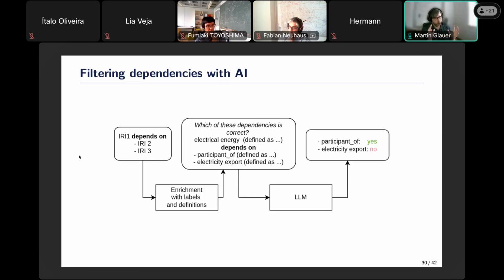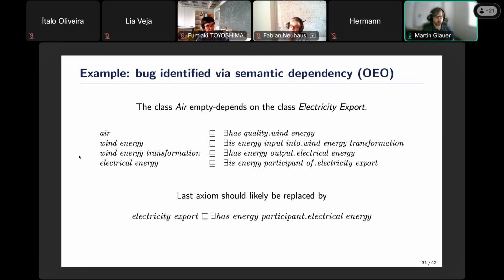And we feed this whole package into the large language model, and hopefully it yields a result that says some of these dependencies are intended, some of these are unintended. So for example, here on the right-hand side, the participant of dependence for electrical energy was intended according to the LLM, while electricity export was not.